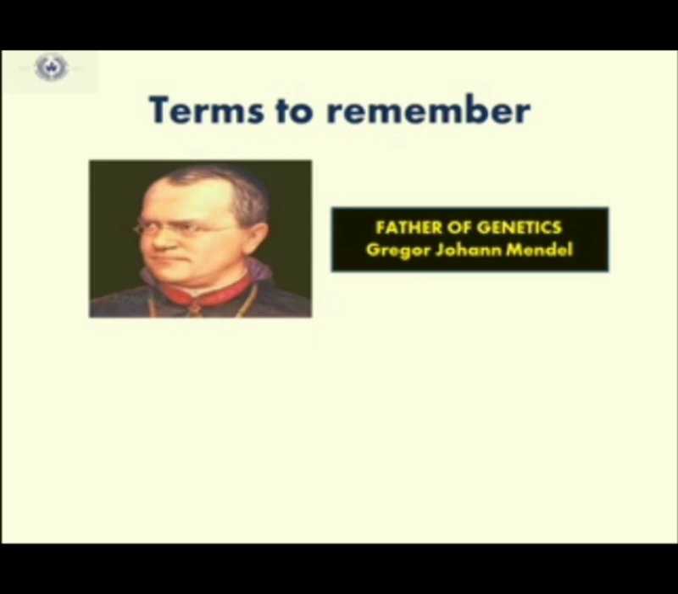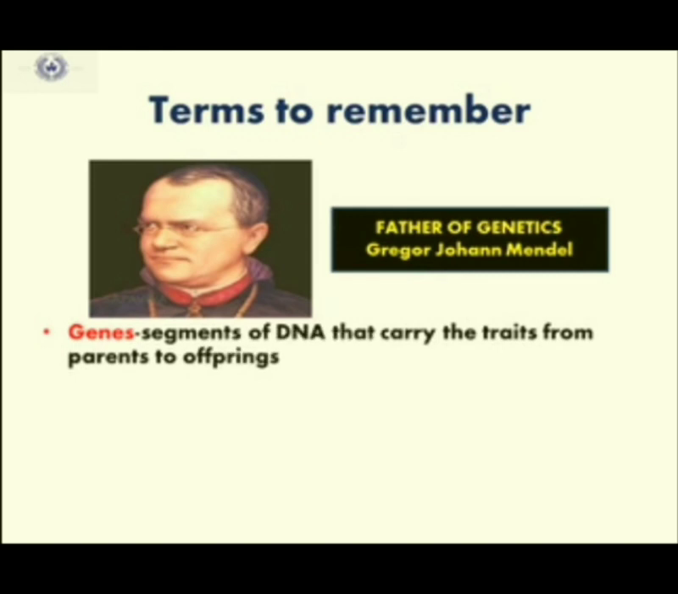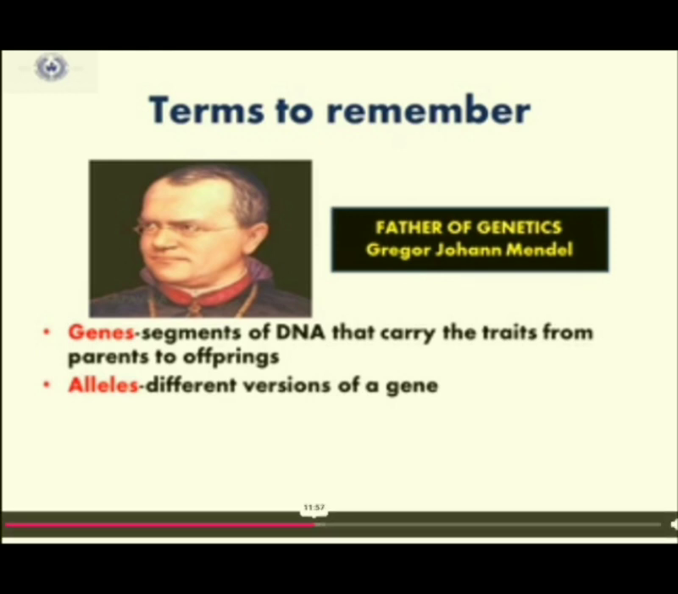Now you are going to be familiar with certain other terms that are commonly used in Mendelian genetics. The first one, genes. I think you are all familiar with this term by now. Genes are the segments of DNA that carry the traits from parents to the offsprings. Genes control the traits. The second one, alleles. Alleles are the different forms of a gene. They are the different versions of the gene.